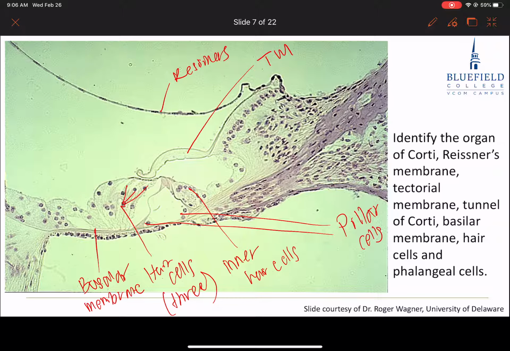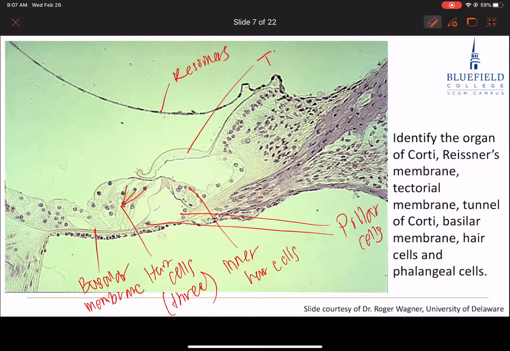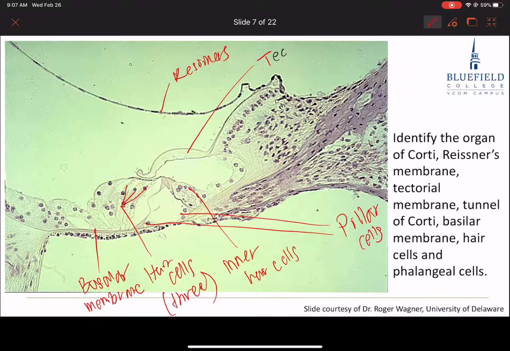Is the only way to differentiate the phalangeal cells from the hair cells that the phalangeal cells are different? Yes, the superior ones are the ones closest to the tectorial membrane. The nuclei closest to the tectorial membrane should be the hair cells. This one's a little confusing, with some close together. The inner hair cells don't stand out as well as the outer ones. Tunnel of Corti.